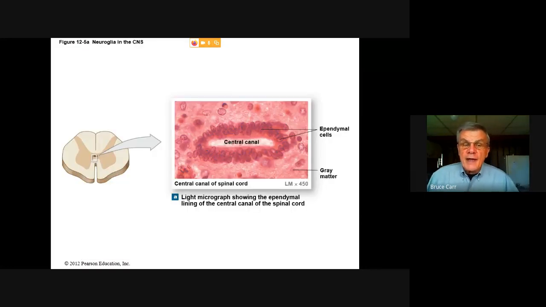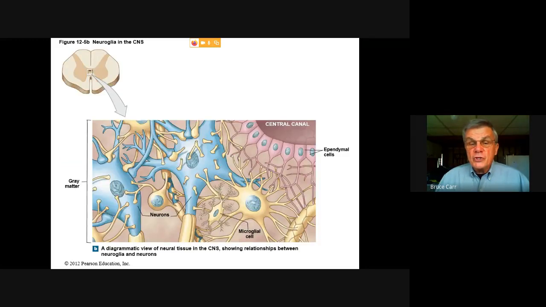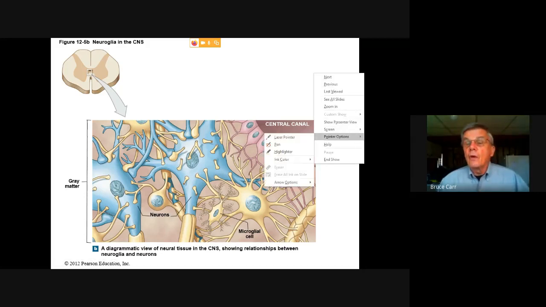We can see here a light micrograph, this showing the central canal of the spinal cord, lined with those dark purple ependymal cells. Now the surrounding cells, that's gray matter. Gray matter are neurons, neurons, neurons packed together. But the ependymal cells line that canal so the cerebrospinal fluid is separated in its flow from the gray matter of the spinal cord.